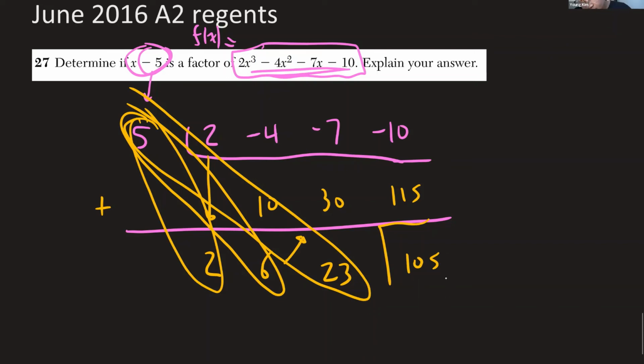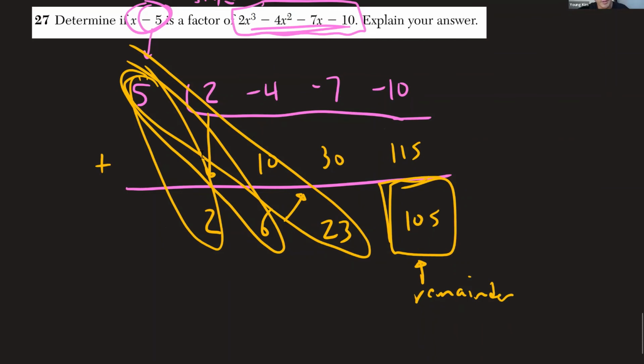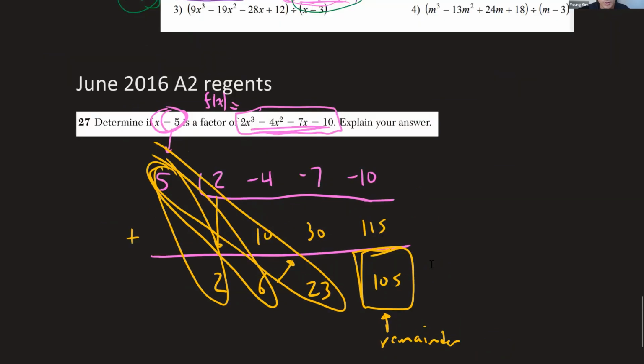This ending number is the remainder. That's the remainder, and it's also equivalent to f of 5. Basically, whatever number you synthetically divided this polynomial by, this 5, it's just saying f of 5. So it's a fast way of checking what we just talked about.